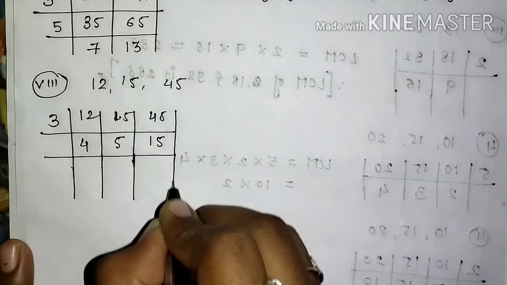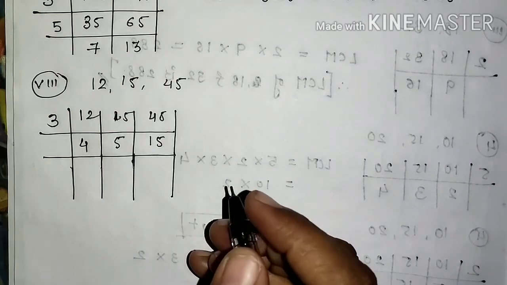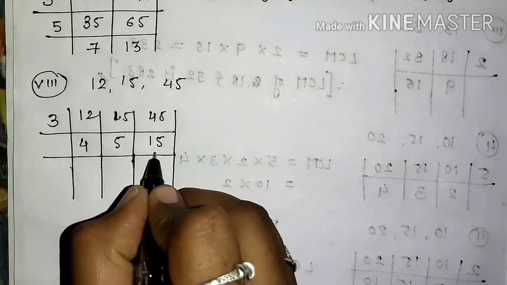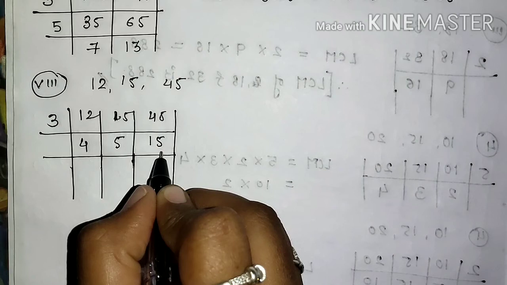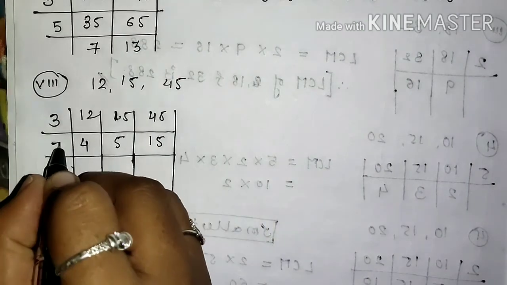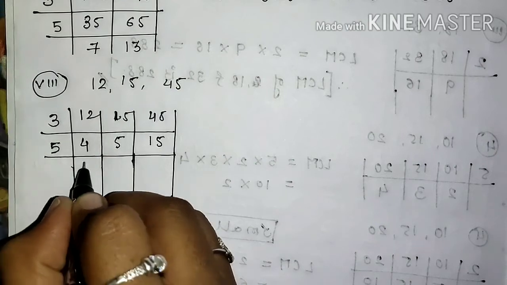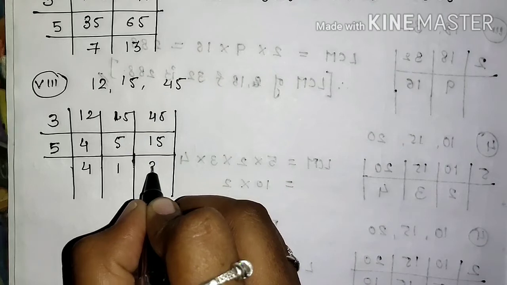But if the given 3 numbers do not divide by the same number, we can divide any 2 numbers by the same number. At least 2 numbers should be divided by the same prime number. So here 5 and 15 can be divided by 5. So we can divide it. 4 will be as it is. 5 1s are 5, 5 3s are 15.